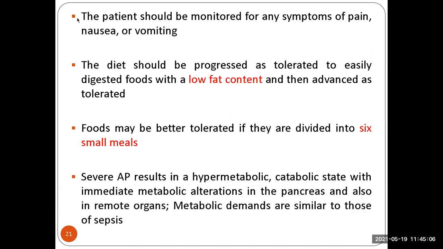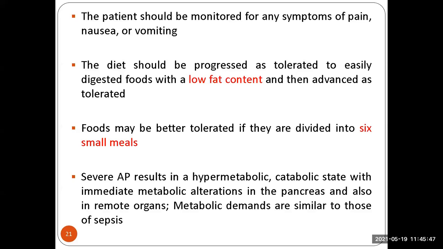The patient should be monitored for any symptoms of pain, nausea, and vomiting, and the diet should be progressed as per tolerance to easily digested foods with low fat content, and then advanced as tolerated. So, a no-fat diet is not recommended. Instead, a low-fat diet is suggested, and also split the fat intake into 3 to 6 meals, rather than taking 2 to 3 servings of fatty foods in a particular meal. Foods may be better tolerated if they are divided into 6 small meals.